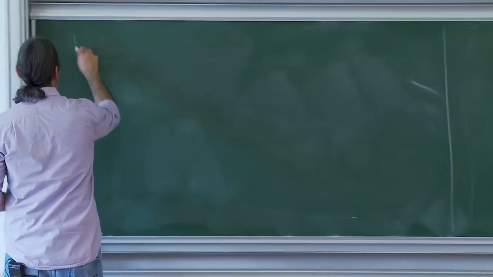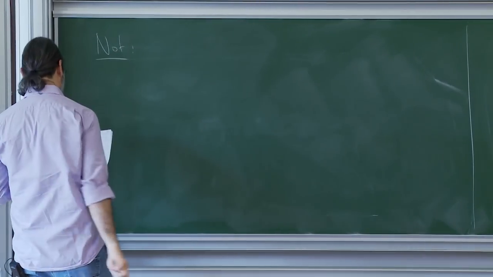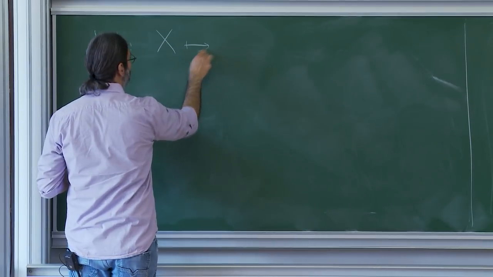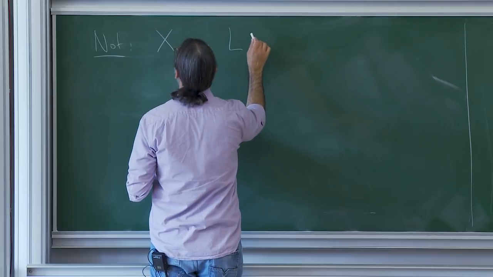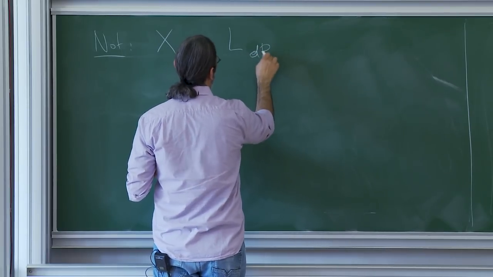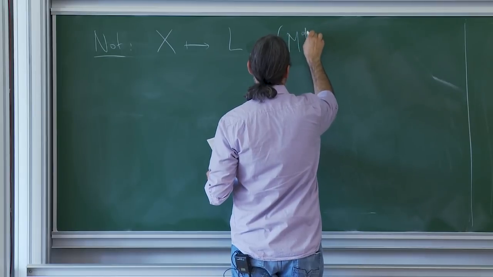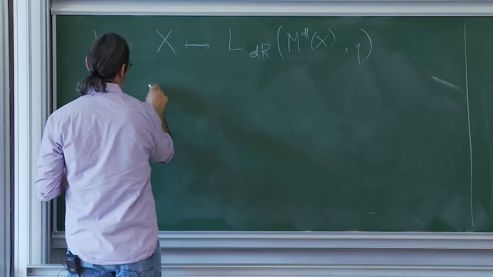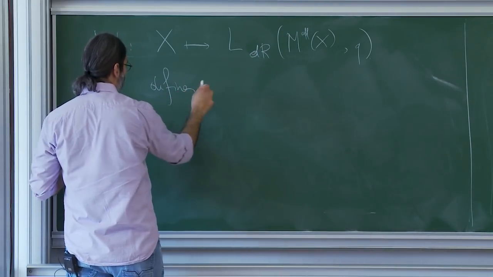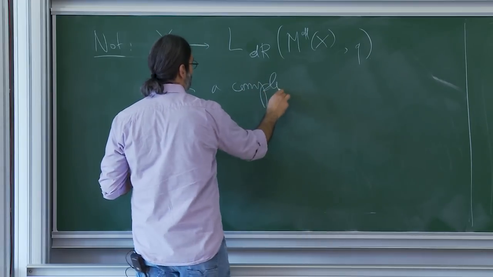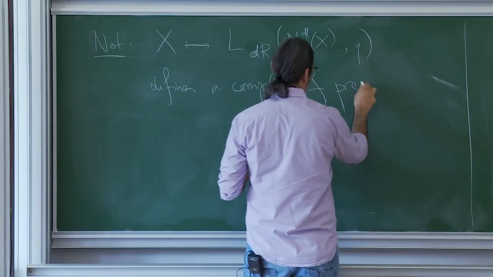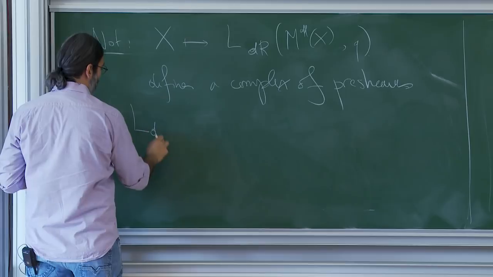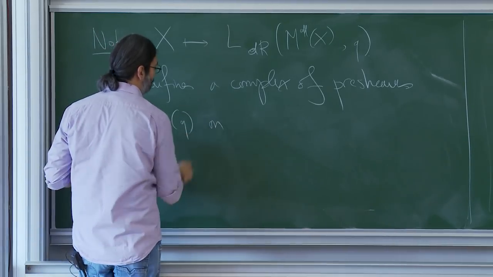Maybe first a notation. Sending a variety X to this complex L de Rham, the effective motive of X, comma Q, defines, with some care, a complex. It receives L de Rham Q on smooth varieties.